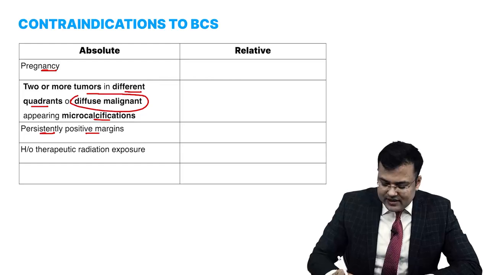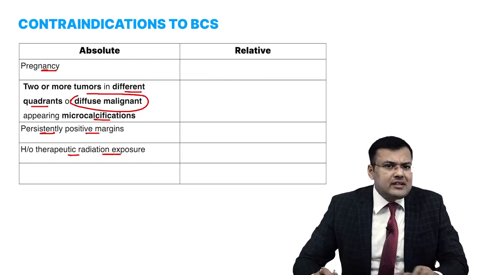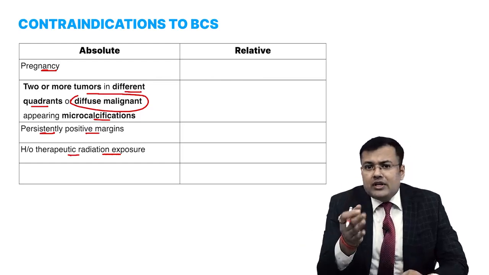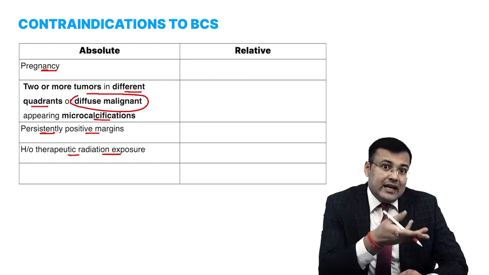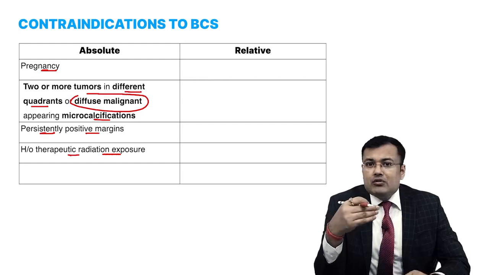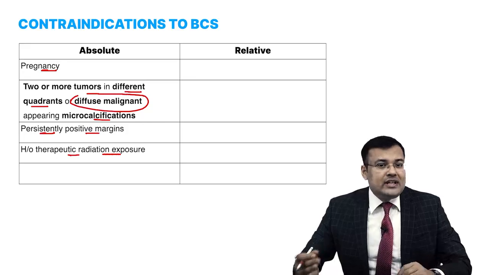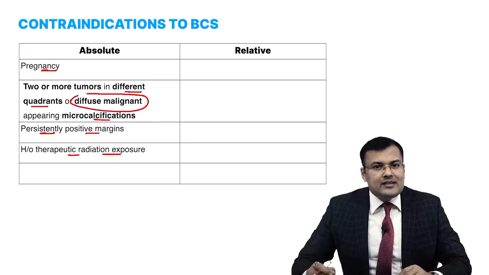Next, history of therapeutic radiation exposure. What is the meaning of therapeutic radiation exposure? We discussed that at least 40 to 60 gray radiation exposure is already there. The patient has been given 40 to 60 gray, and if you give this much radiation again, obviously it is going to increase the risk of other cancers in the body.